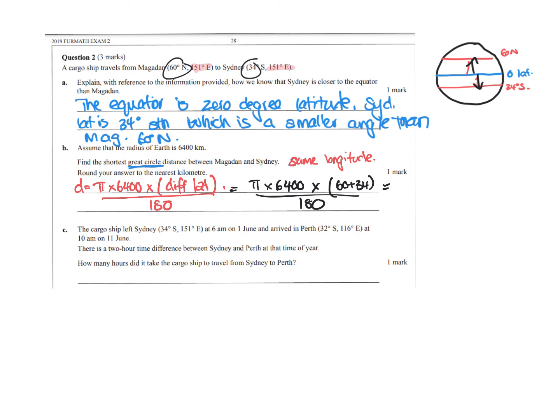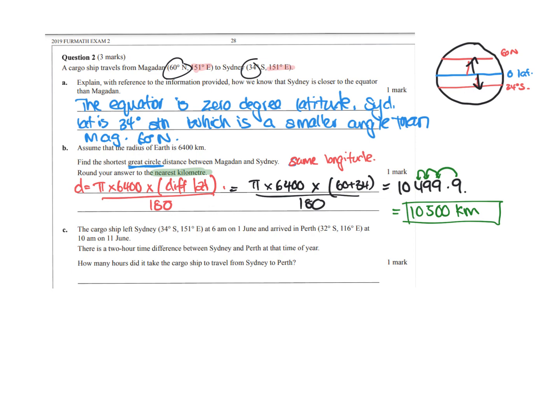Now, if you do this on the calculator, you end up with 10499.9. They asked you to go to the nearest kilometre, so you have to round that up. Because that's a 9, it gets rounded up, and because that's a 9, it gets rounded up. So your answer actually has to be 10,500 kilometres. It's only 1 mark, so unless you had that, you weren't getting the 1 mark.